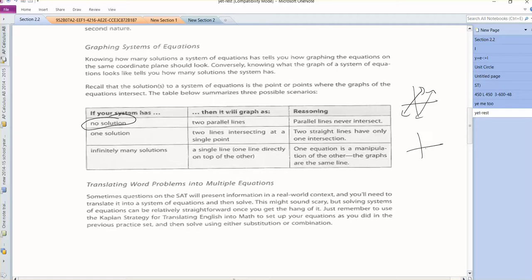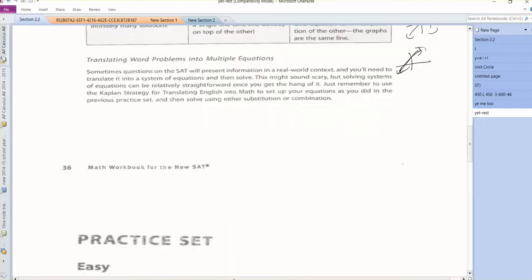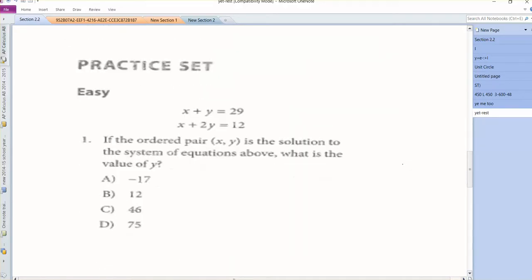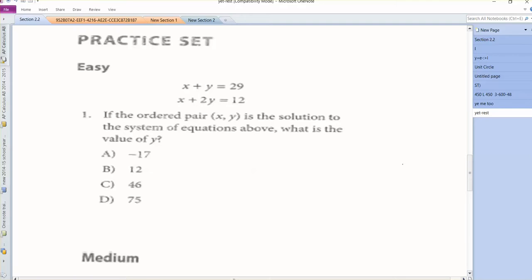One solution is just two lines that touch, like that. And infinitely many solutions, which is basically a single line, just two lines that are identical, right on top of each other. And there will be translating word problems, as I mentioned. We'll get to that in a little bit. So we'll start with something pretty basic.